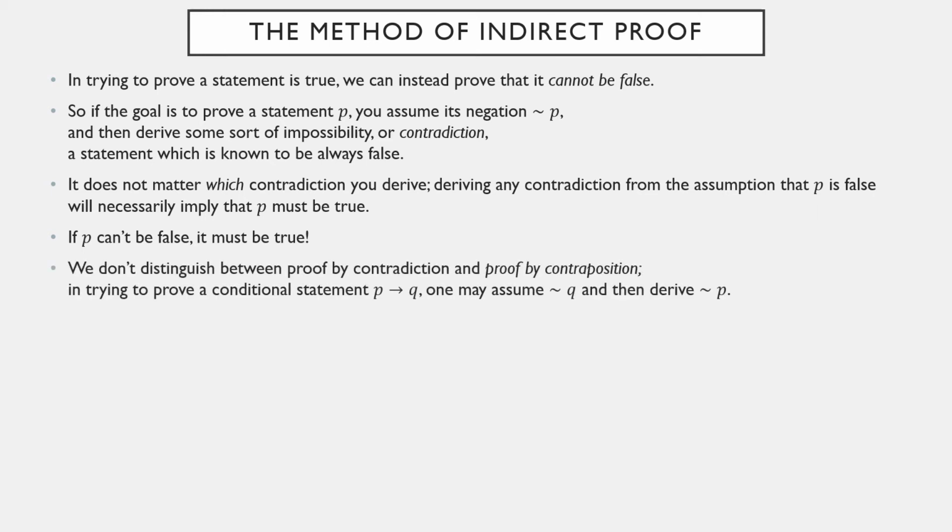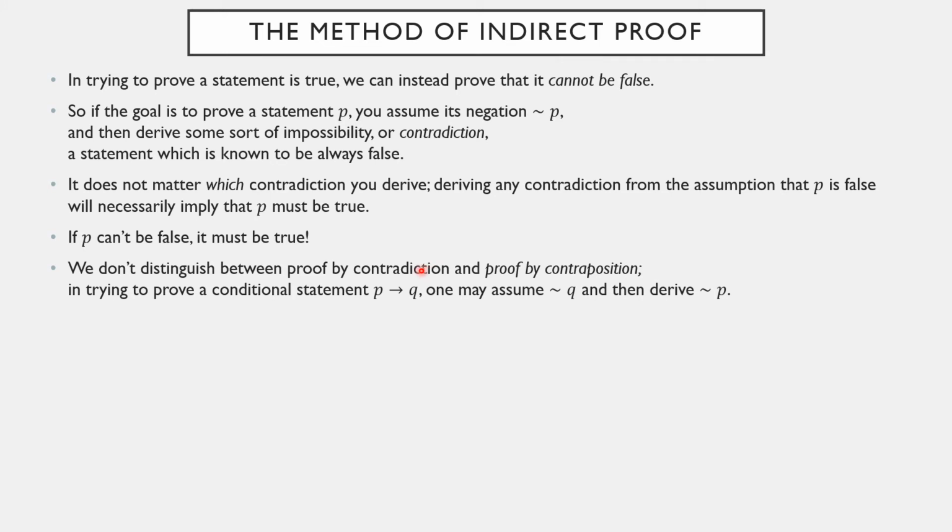Okay, we don't distinguish between two very similar techniques, proof by contradiction and proof by contraposition. We call them both indirect proof. Proof by contraposition says, if you're trying to prove the conditional statement P implies Q, a direct proof would be: assume P is true, derive Q is true. Proof by contraposition says, assume that Q is false, derive that P is false.